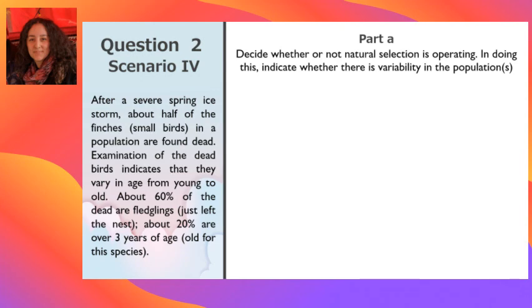Okay, so we're moving on to our last scenario here, and then we've got a few more questions. After a severe spring ice storm, about half of the finches or small birds in a population are found dead. Examination of the dead birds indicates that they vary in age from young to old. About 60% of the dead are fledglings, just left the nest, and about 20% are over 3 years of age, which is quite old for this species. So decide whether or not natural selection is operating, and in doing this, indicate whether there is variability in the population.